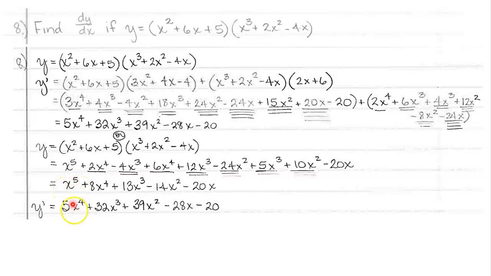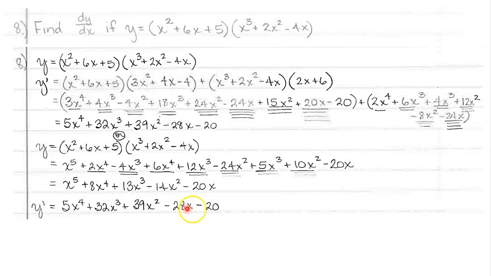So the derivative of x to the 5th is 5x to the 4th. Derivative of 8x to the 4th, we're going to do 4 times 8 is 32, and then reduce the exponent by 1. Derivative here, 3 times 13 is 39, and reduce the 3 by 1. And then 2 times negative 14 is negative 28, reduce the 2 by 1. And then the derivative of negative 20x would just be negative 20.